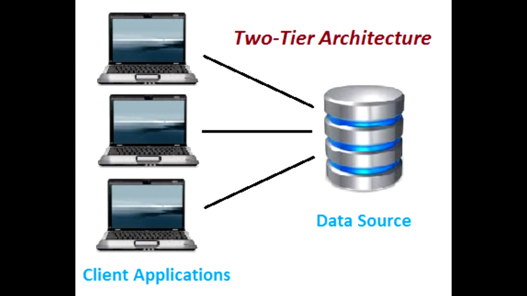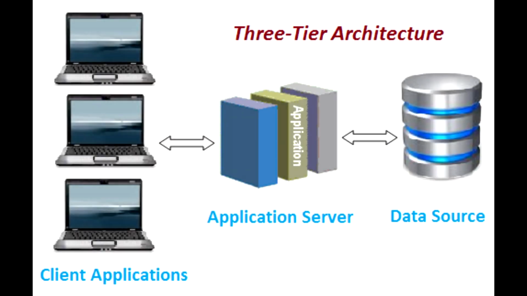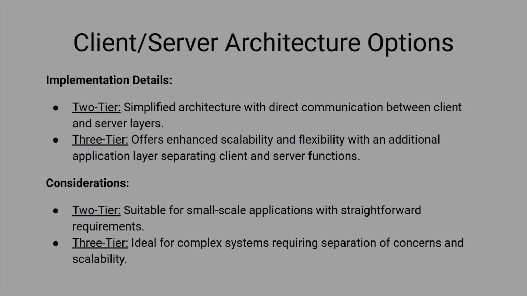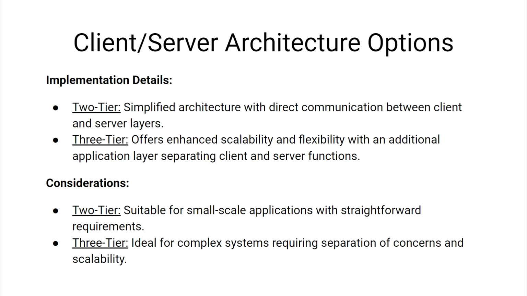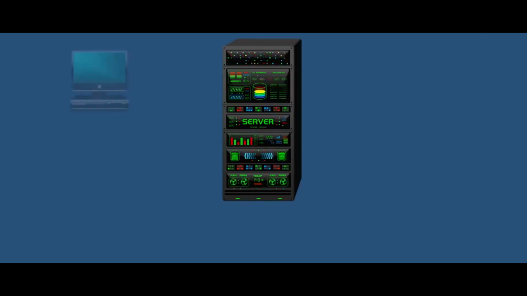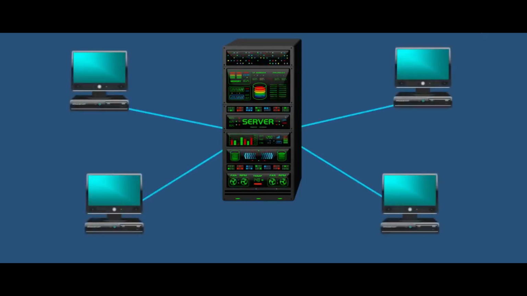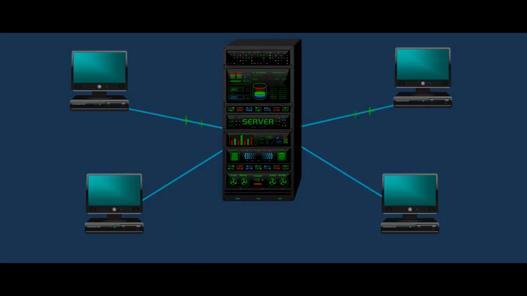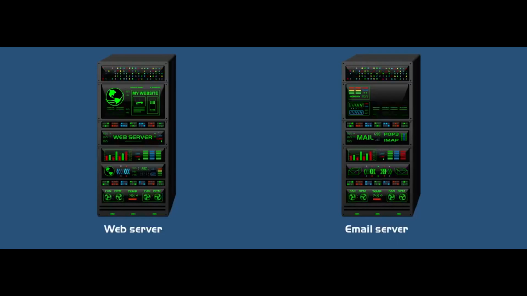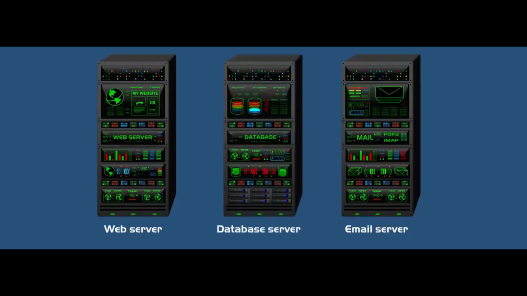Two-tier architecture is a simplified architecture with direct communication between client and the server layers. Three-tier architecture offers enhanced scalability and flexibility with an additional application layer separating client and server functions. Considerations. Two-tier is suitable for small-scale application with straightforward requirements. Three-tier is ideal for complex systems requiring separation of concerns and scalability.